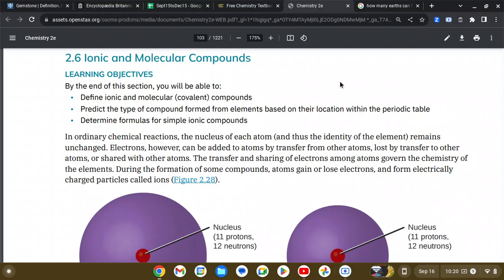In ordinary chemical reactions, the nucleus of each atom, and thus the identity of the element, remains unchanged. Electrons, however, can be added to atoms by transfer from other atoms, lost by transfer to other atoms, or shared with other atoms. The transfer and sharing of electrons among atoms govern the chemistry of the elements. During the formation of some compounds, atoms gain or lose electrons and form electrically charged particles called ions.